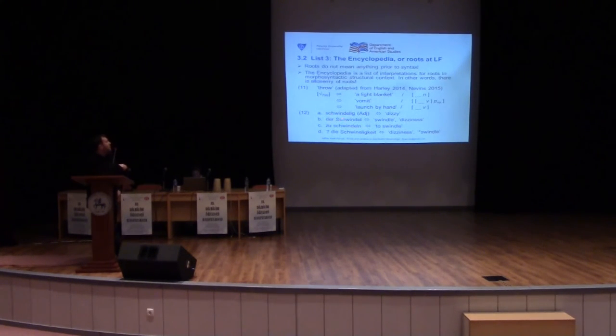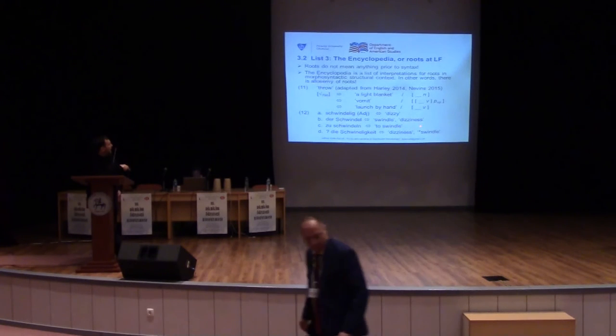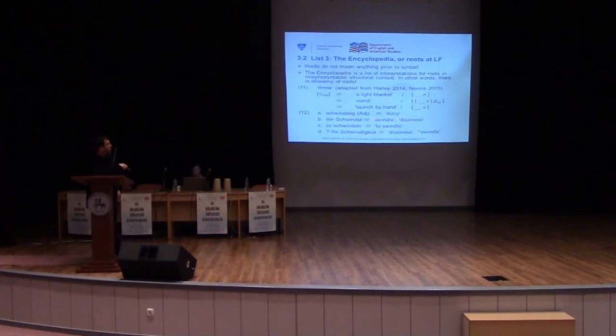Now, if you nominalize it, it's der Schwindel, in masculine gender, and it has the meaning swindle, a swindle. It can have the meaning dizziness, but interestingly, if you use the derived noun, so if you say die Schwindeligkeit, and you can see, of course, that it's feminine gender because of -keit, then it can only mean dizziness and not swindle.